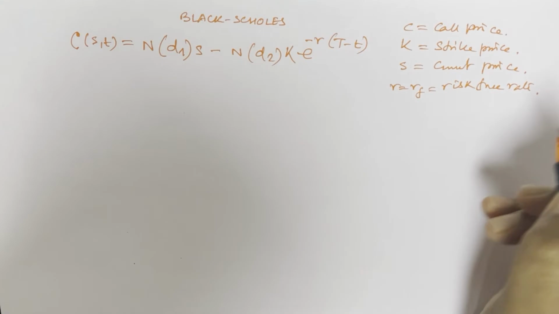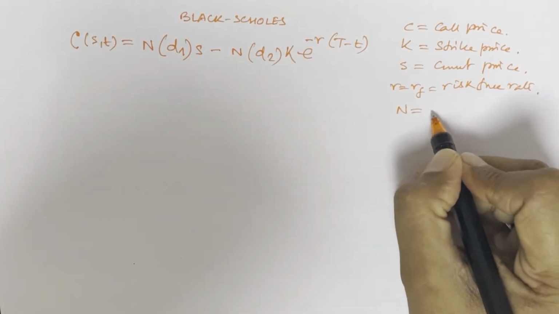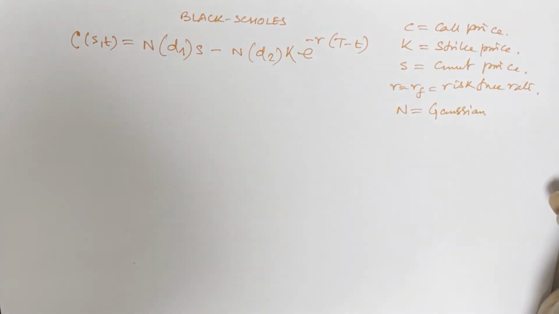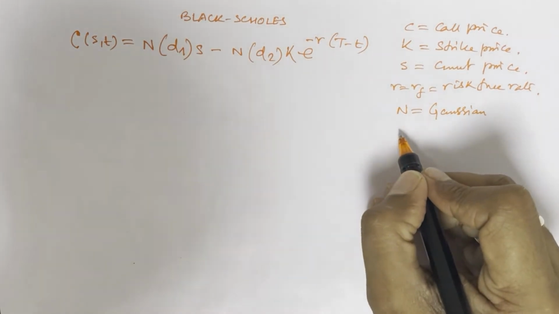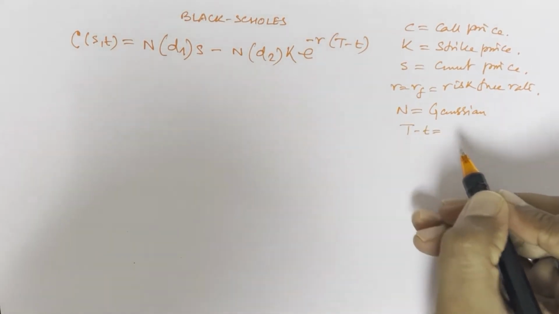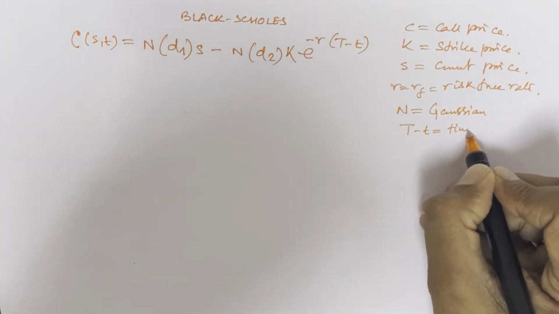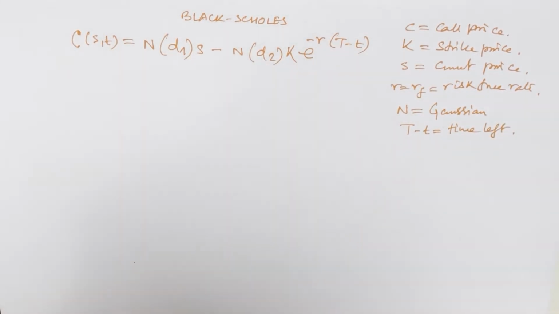N, obviously, as if you follow my old videos, you will know, is the Gaussian distribution or normal distribution. e, we know, is the exponential. T minus t, capital T minus small t, is the time left for exercising. So suppose it's a 14-day contract and you have entered into it on the 12th day. So capital T minus small t is typically 14 minus 12, that is 2 days. So 2 days are left.